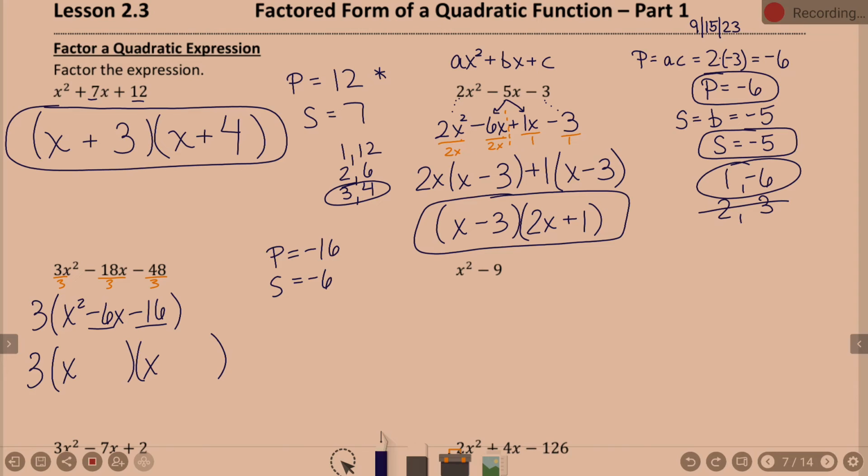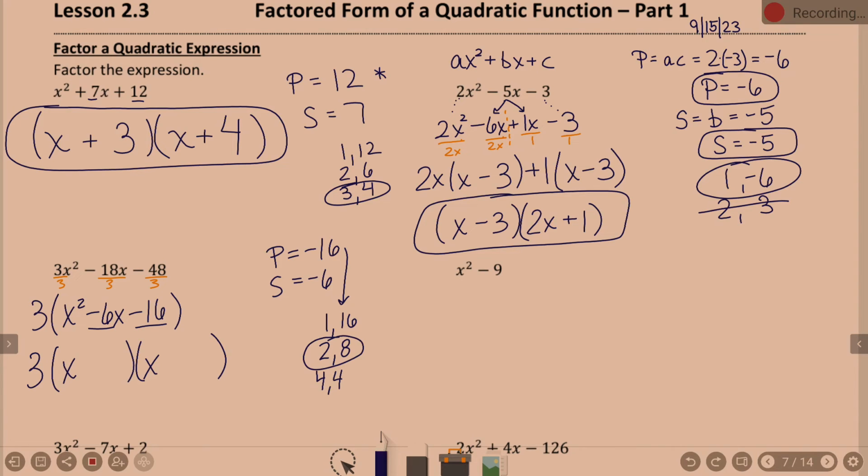Does an 8 and 2 combo work? Negative 8, 2. Okay, so if I start listing products of 16: 1 and 16, 2 and 8, 3 doesn't go, 4 and 4. Those are my options. The pair that's going to work here, 2, 8.